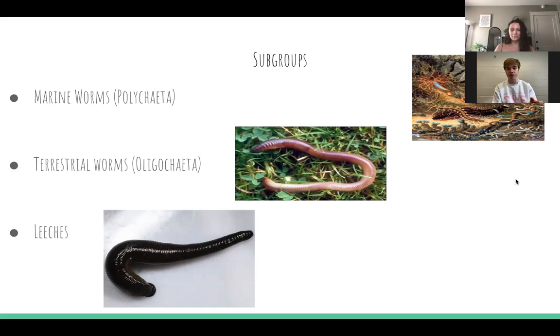And those are earthworms. So like on a daily basis, you dig up in the dirt, those are the typical worms you're going to find. Then you have leeches, which are very different from the other two because they're parasites, and those are mostly found in ponds.